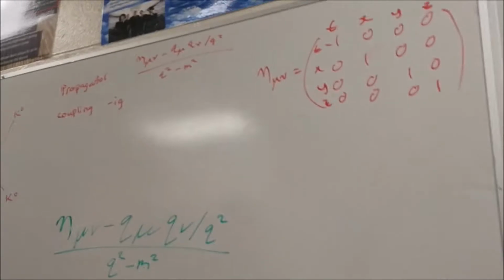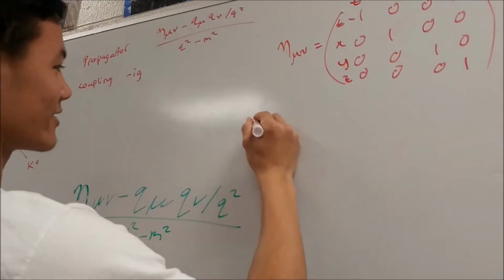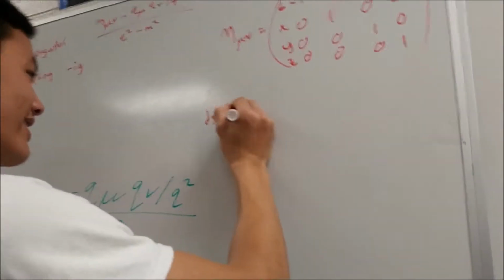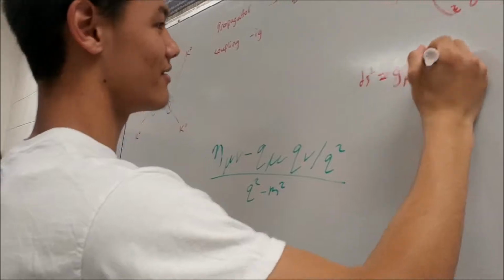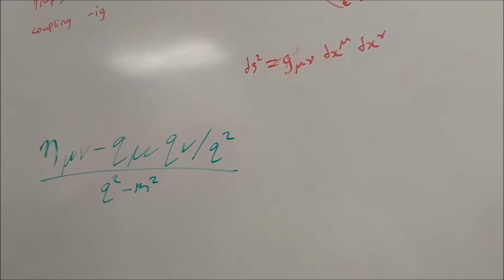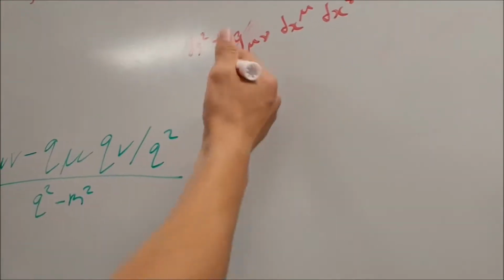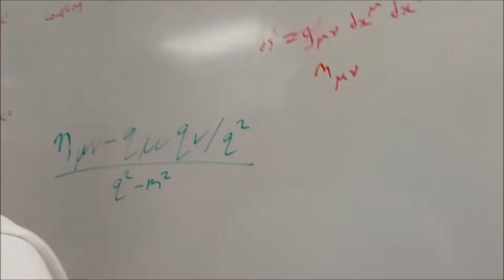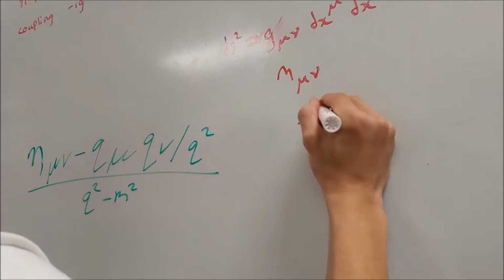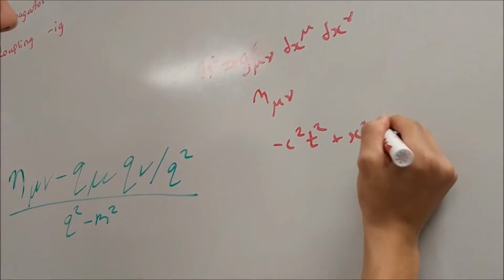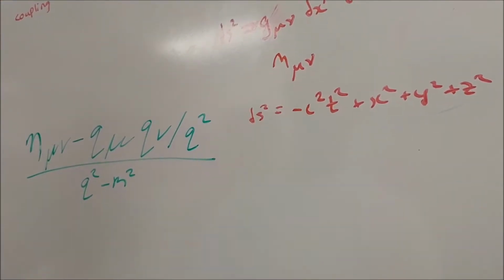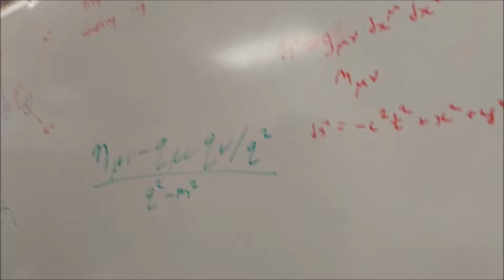So then, when you try to find the space-time coordinate of something, ds squared equals this. If you want to find the distance between 2 points, you basically just do this, and it's eta mu nu. So then the only terms that come into effect are these ones, and you get minus c squared t squared plus x squared plus y squared plus z squared. So it's basically just the metric tensor for special relativity.